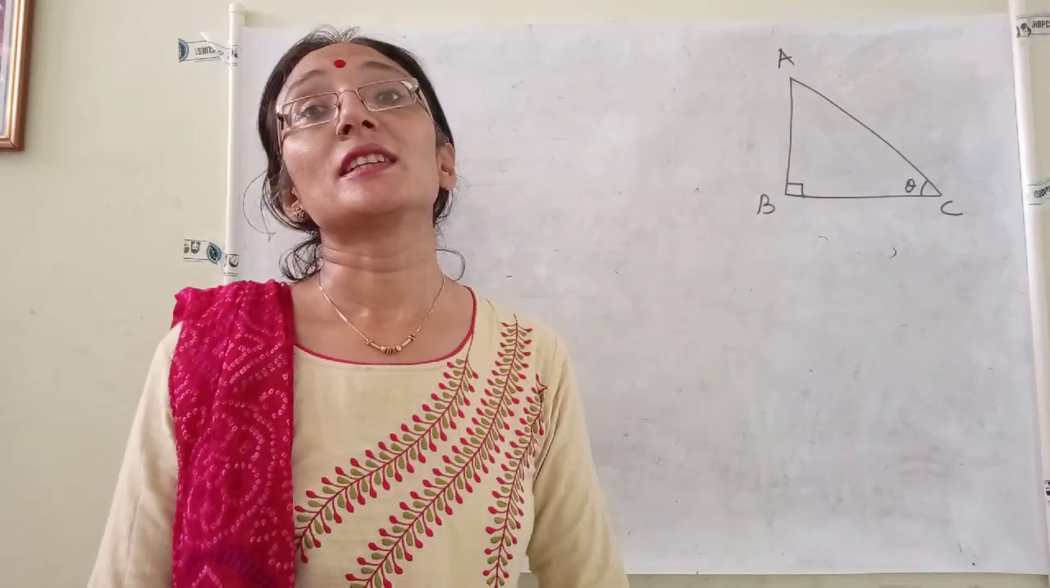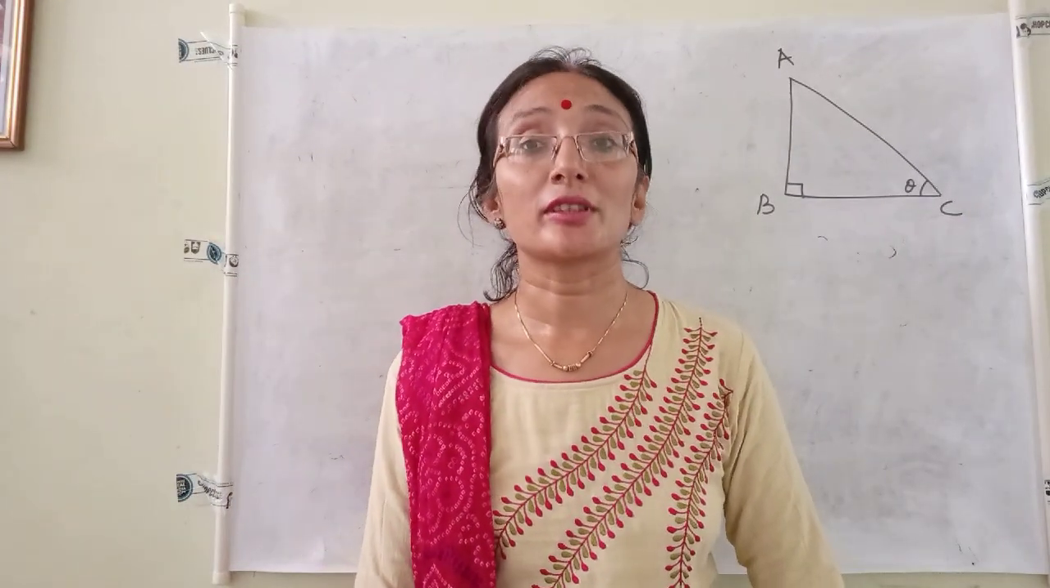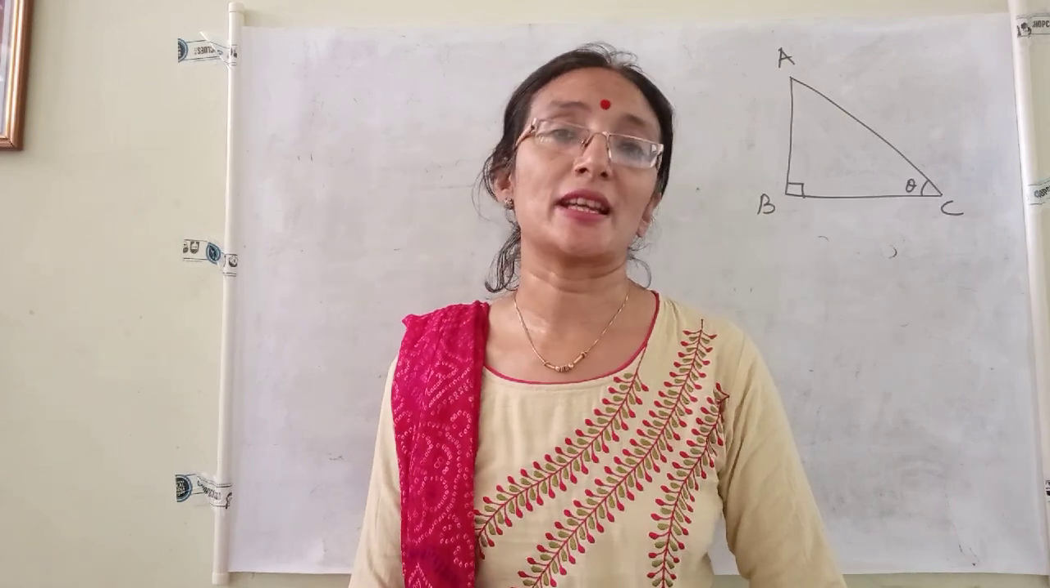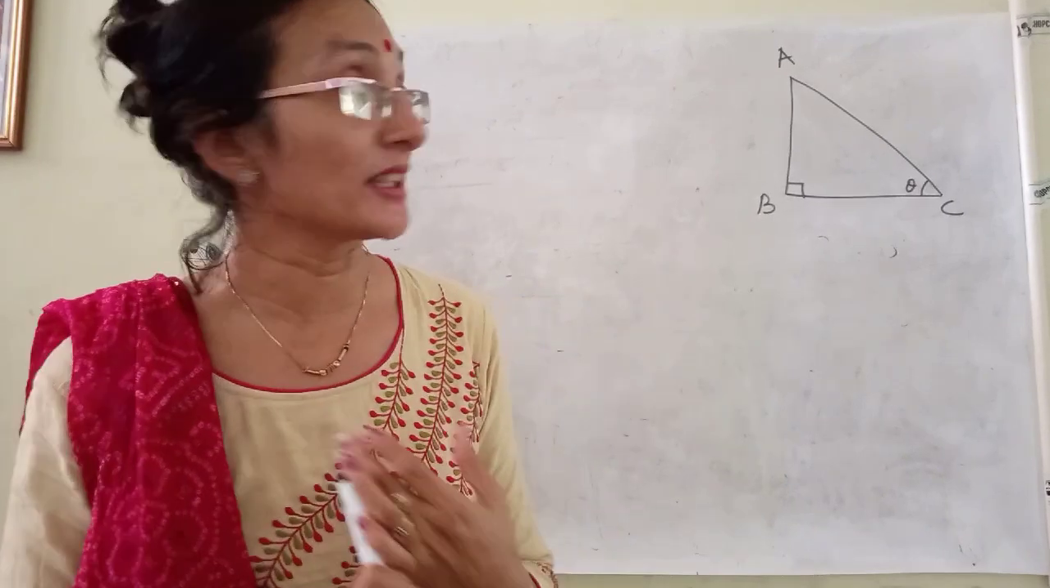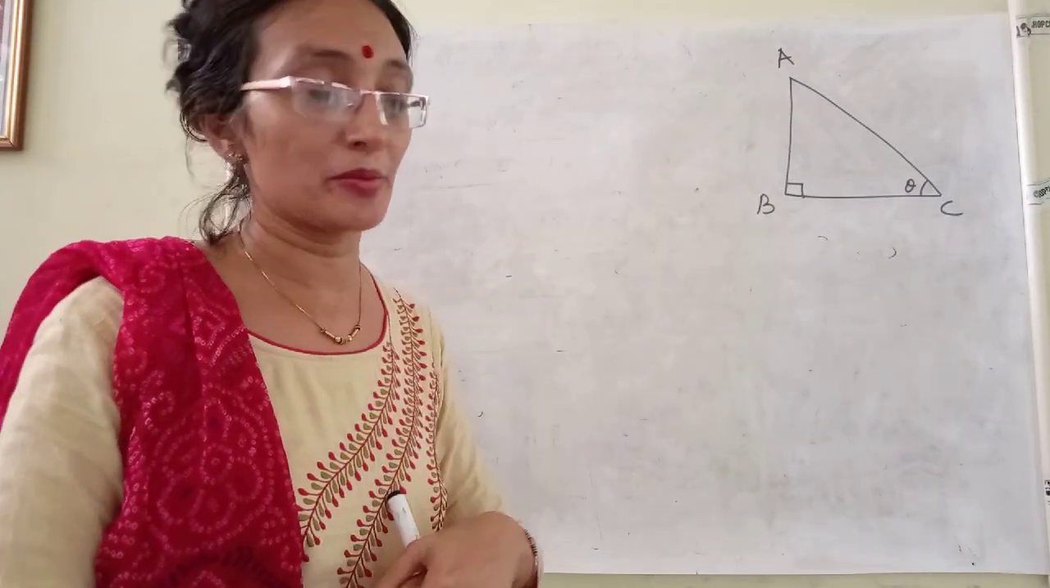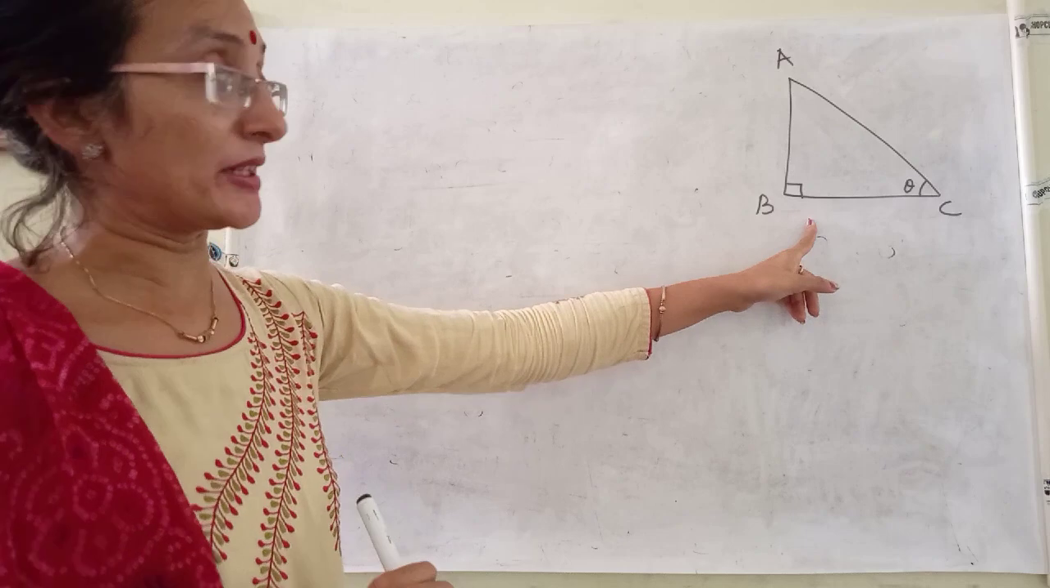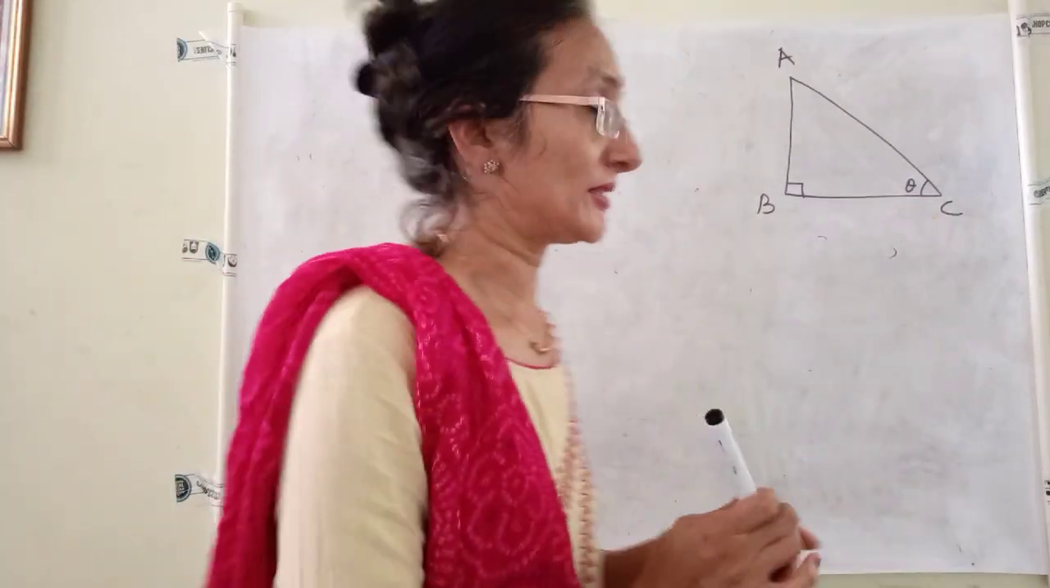Today we will discuss the value of some trigonometric ratios for some special angles like 0 degree, 30 degrees, 45 degrees, 60 degrees and 90 degrees. Taking an example of triangle ABC which is right angled at B and angle C is theta.